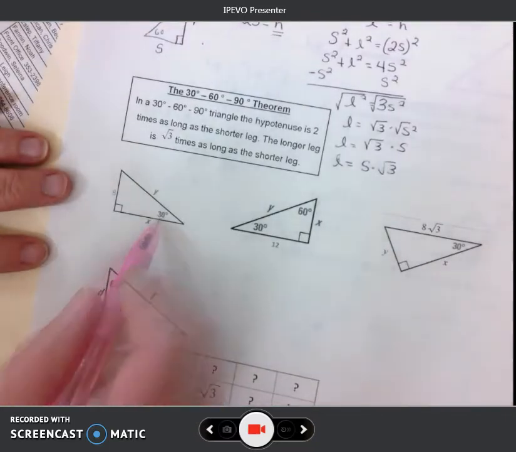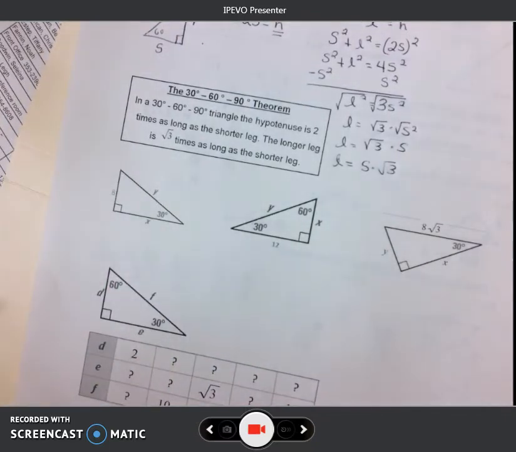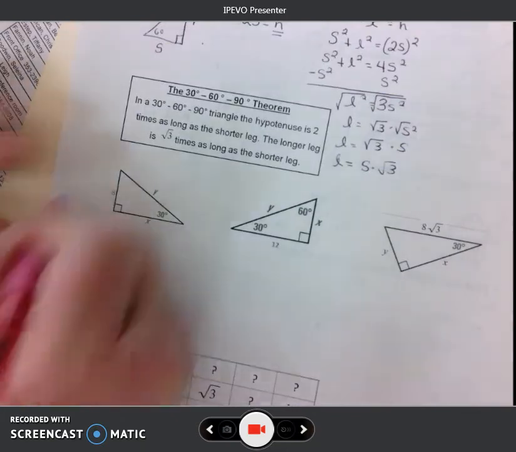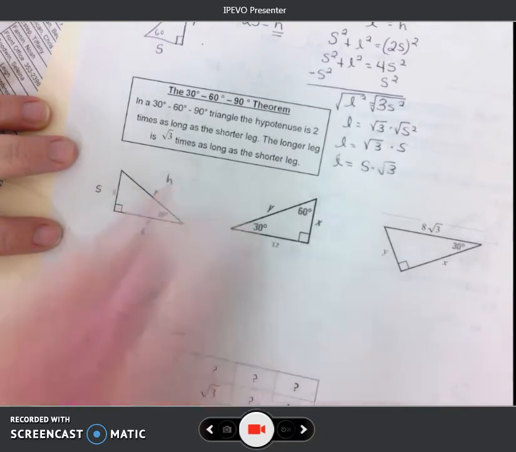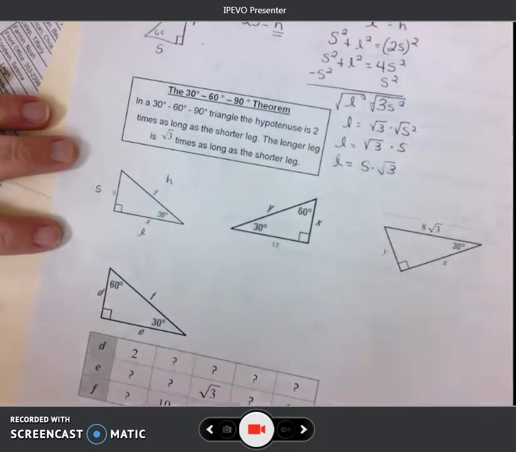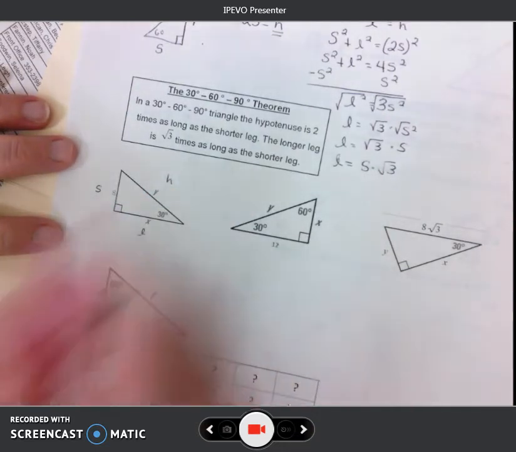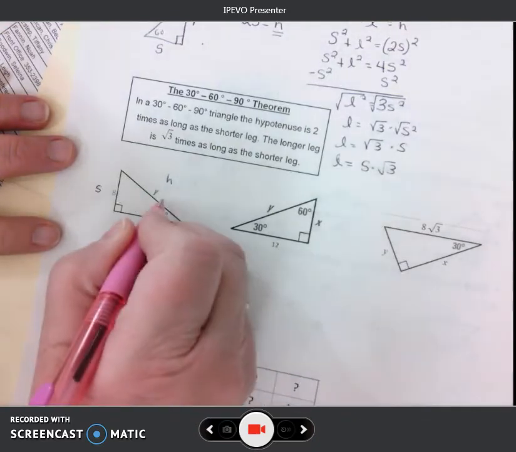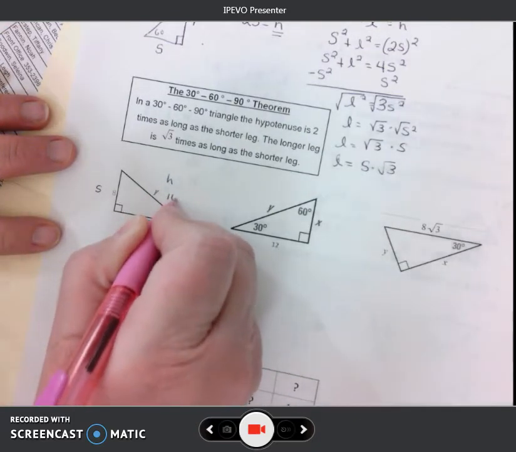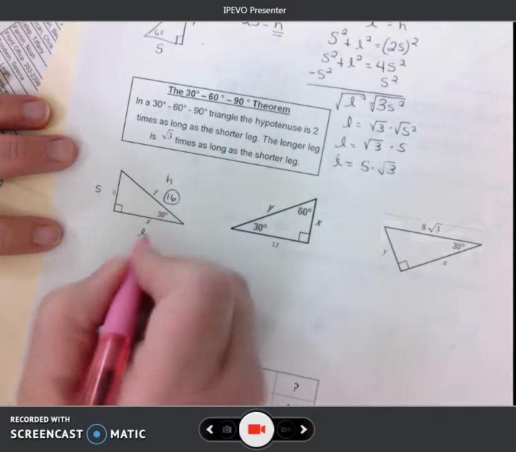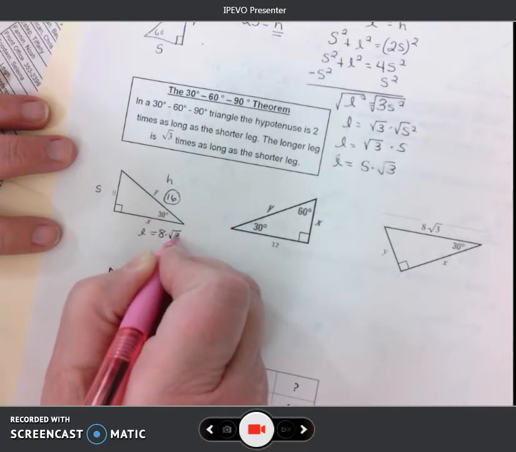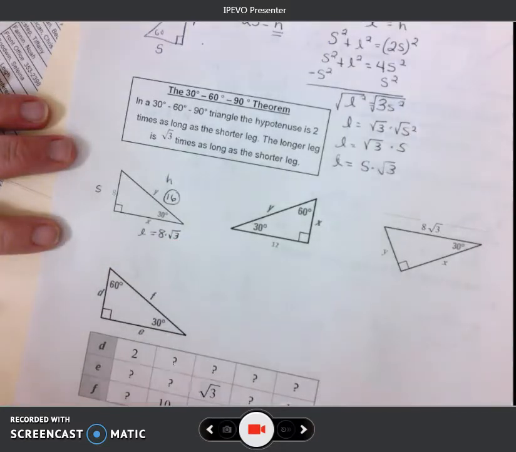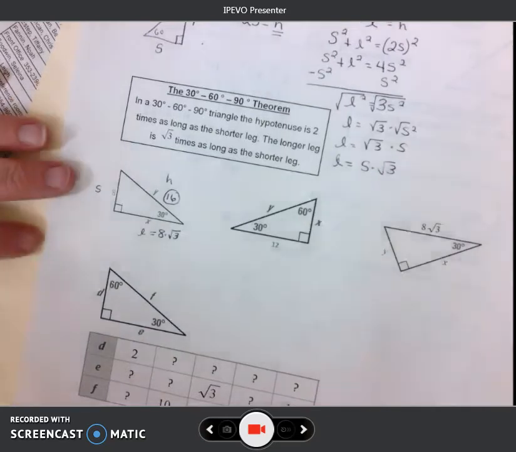So in this example, we've got to remember which one's the short side, which one's the long side, which one's the hypotenuse. So this is short, that's long, that's the hypotenuse. If the short side is 8, the hypotenuse will be twice as big. So it'll be 16. And the long side is the short side times the square root of 3. In 30, 60, 90, we use the square root of 3. In 45, 45, 90, we use the square root of 2.